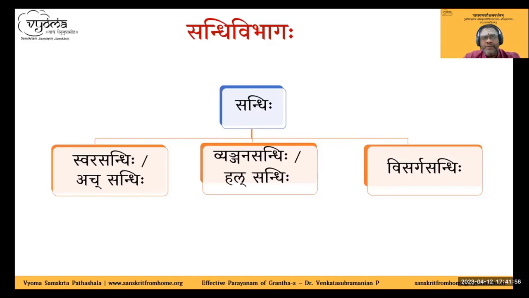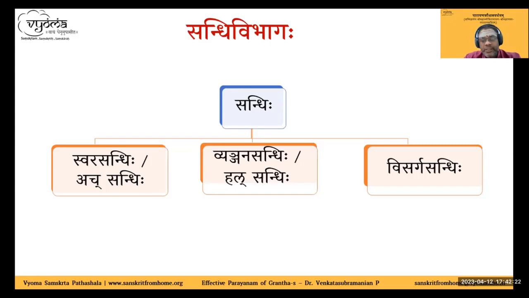The third type is the visarga sandhi, where change is going to happen to the visarga. What is a visarga? The two dots by the side of the letter is visarga. Ramaha, Krishnaha, Govindaha. Any change to the visarga is visarga sandhi.